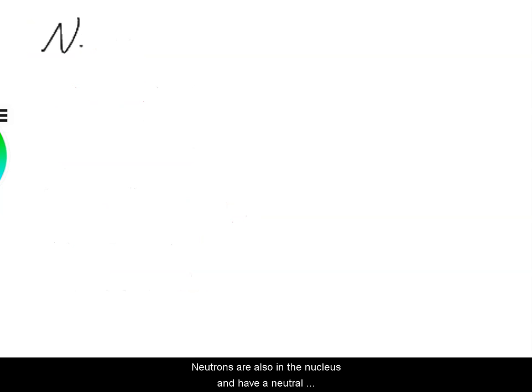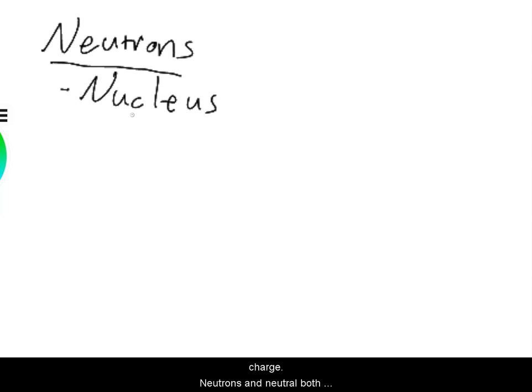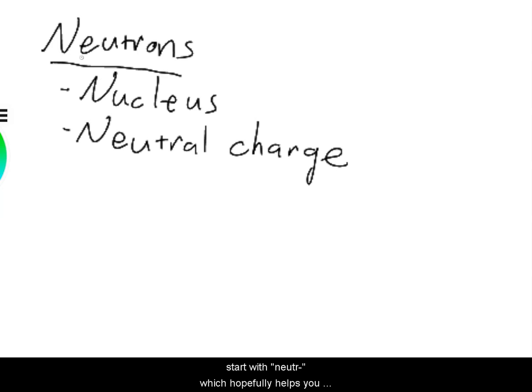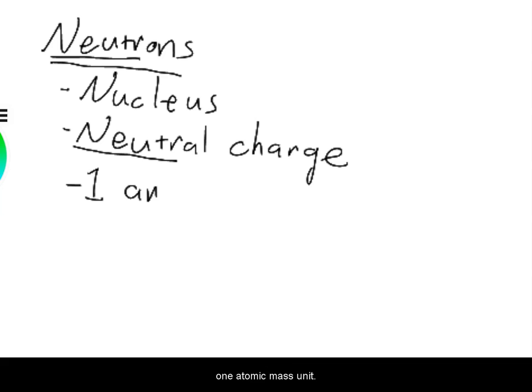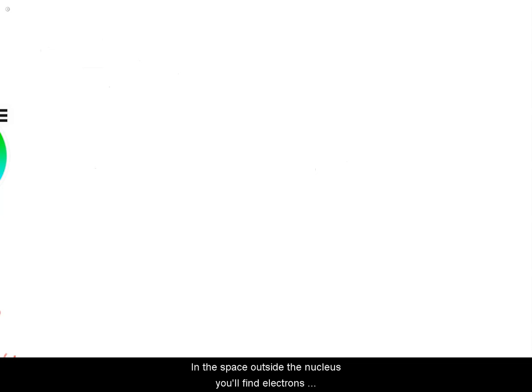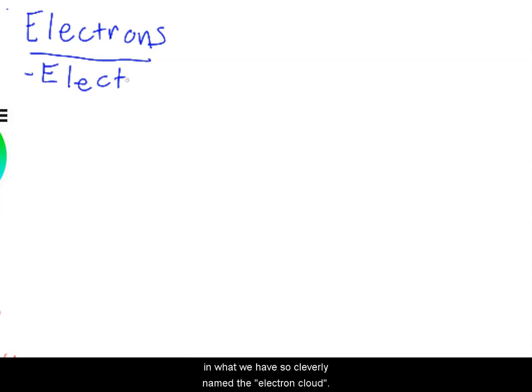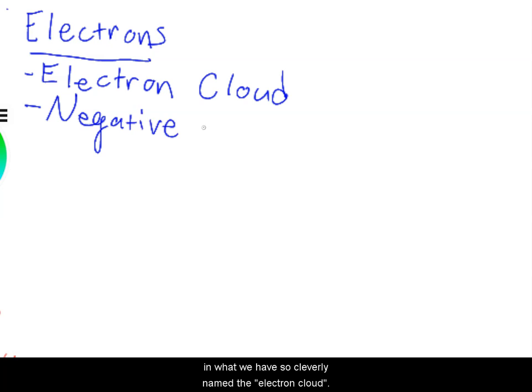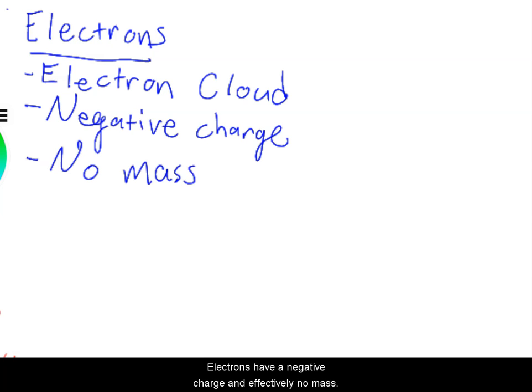Neutrons are also in the nucleus and have a neutral charge. Neutrons and neutral both start with the neutr, which hopefully helps you remember. Neutrons also have a mass of 1 atomic mass unit. In the space outside the nucleus, you'll find electrons in what we have so cleverly named the electron cloud. Electrons have a negative charge and effectively no mass.